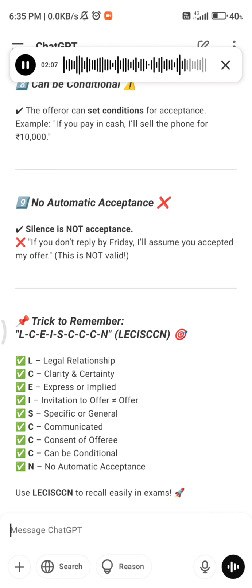Trick to remember. LCICCCN. L, Legal relationship. C, Clarity and certainty. I, Invitation to offer, offer. Specific or general. C, Communicated. C, Consent of offeree. C, Can be conditional. N, No automatic acceptance. Use this to recall easily in exams.